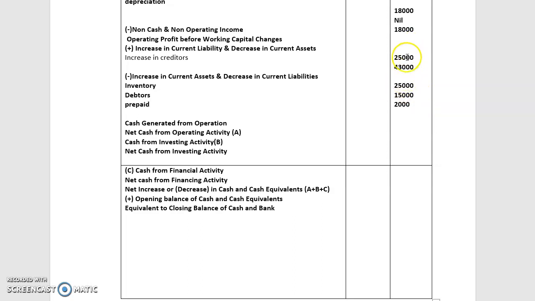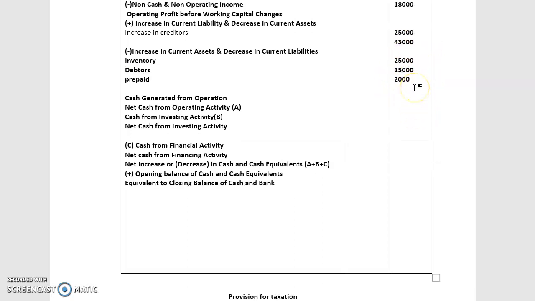Okay, so now from 43,000 you have to deduct these three, no? From 43,000 deduct 25,000, deduct 15,000, deduct 2,000, then you will get 1,000 as the difference. That is 1,000 cash flow from operating activities. Okay, 1,000 rupees, cash from operation. 1,000 rupees you will get.